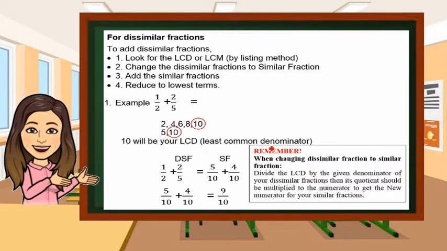Next, let us proceed on the steps of how to add dissimilar fractions. First, you look for the LCD or LCM by listing method. Second, change the dissimilar fractions to similar fractions. Third, add the similar fractions. Fourth, reduce to lowest terms.